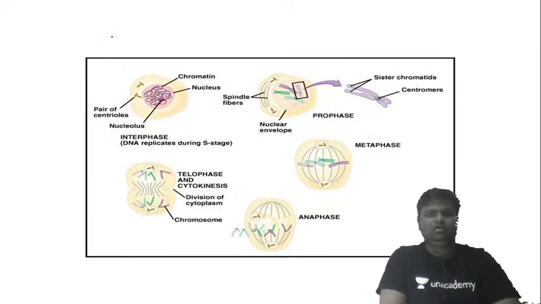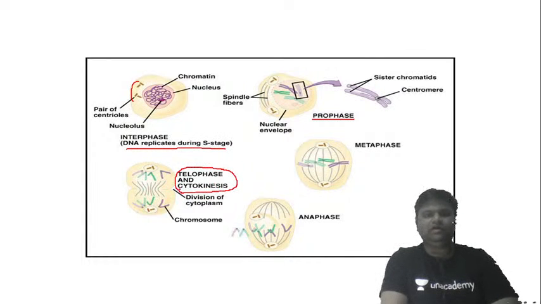So this is during interphase, and DNA replicates during the S phase, where there will be a pair of centrioles, and the chromatin is not that condensed. Then chromatin starts condensing and prophase is formed, and then metaphase is formed, then anaphase is formed, and then telophase is formed, where telophase and cytokinesis take place together, and there is division of the cytoplasm.